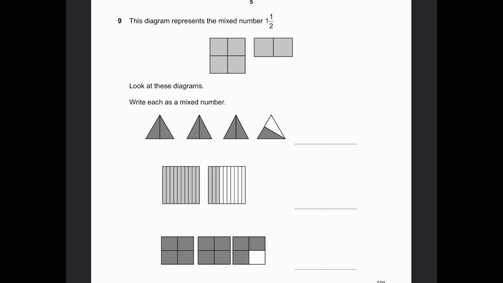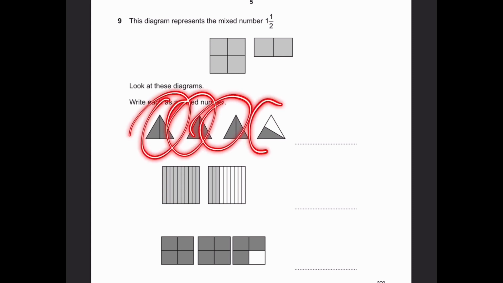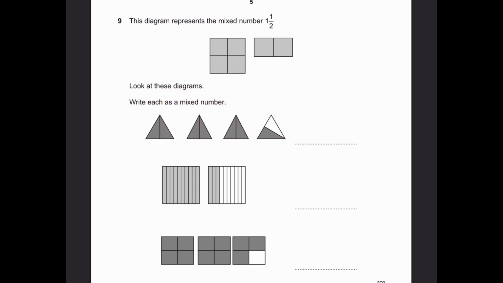Question 9. This diagram represents the mixed number 1.5. Look at these diagrams. Write each as a mixed number. 1, 2, 3 and a half. 3.5. Next, 1 and then 3 out of 10. So 1 3 by 10. Next, 1 whole, 2 wholes, and then 3/4. 2 plus 3 by 4, which is 2 3/4.